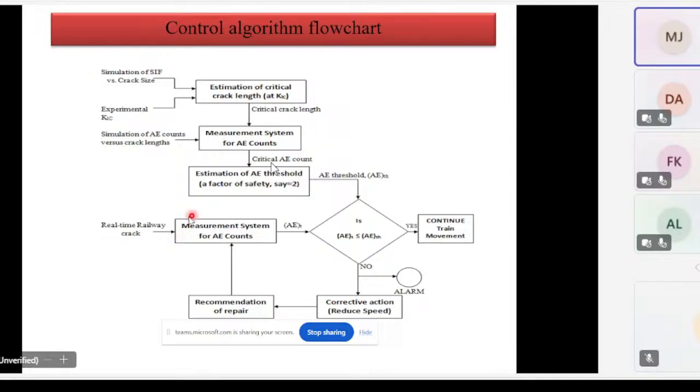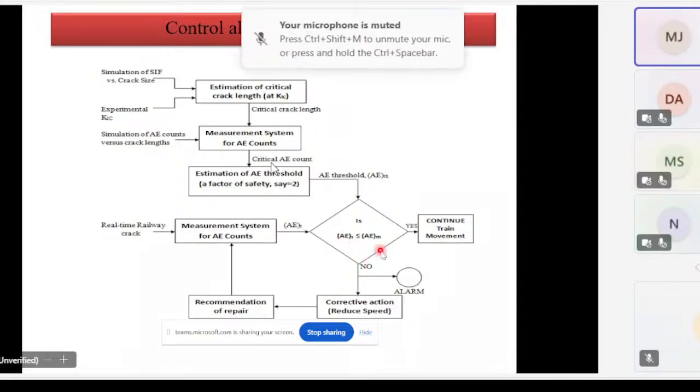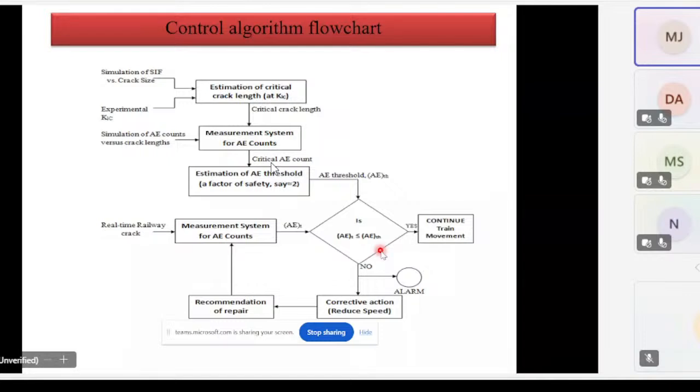If it is a real-time railway crack measurement system, you feed it here. So here, decision making is there. What is the real-life crack and what is the requirement? The requirement is calculated on the basis of the fracture toughness K1C, which has been experimentally determined. So now we have to give judgment. If the actual AE count is less than the AE threshold, then continue. If no, then alarm.